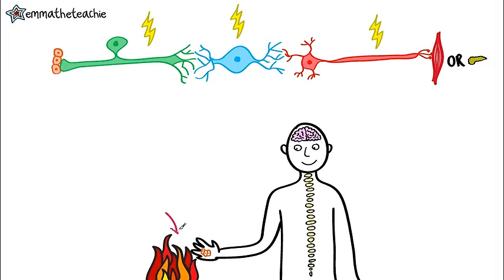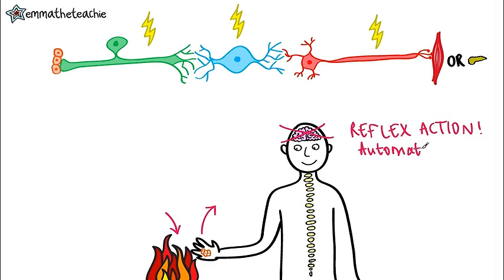In certain situations, we need a very quick response. Here, the person is holding their hand close to the fire. Because they're too close, their hand will automatically pull away, without them even realizing that they're doing it. This is called a reflex action. It happens automatically and rapidly. It does not involve conscious parts of the brain.